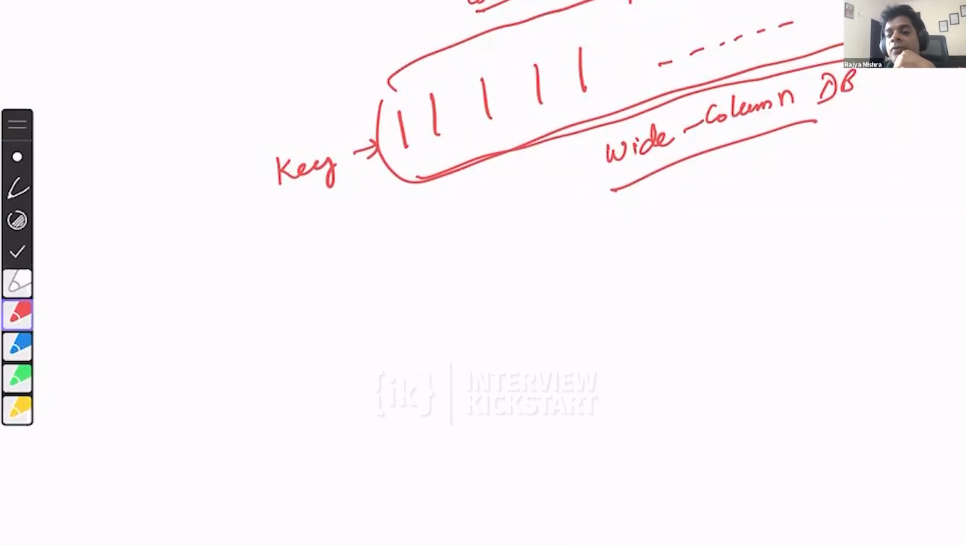Can RDBMS be used in a distributed system usually? Yes. When you want horizontal scaling and you hit scaling limits, and you have to go with the RDBMS, in that case you first go for the sharding option.